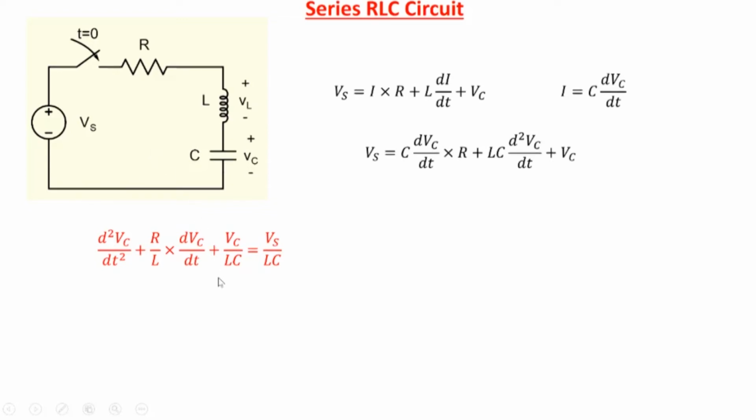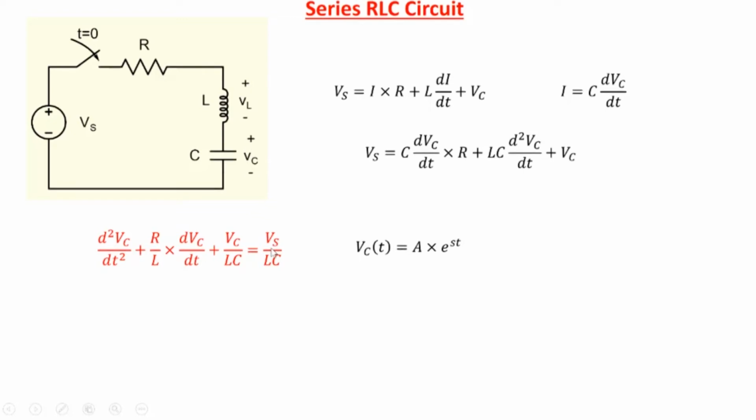There are two parts to the solution of a differential equation. One is the forced part and one is the natural part. The forced part is because of this Vs, and that is very simple. We'll come to that later on. So let's look at the natural response of the second order system. Let's say for the moment, Vs by LC is 0 here.